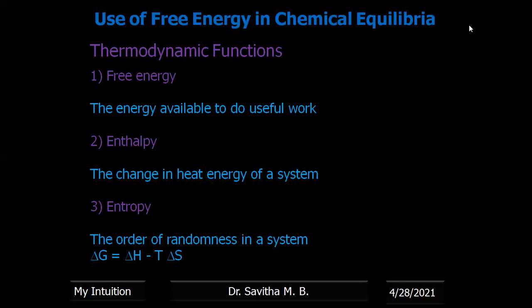And enthalpy is the change in heat energy of a system. Similarly, entropy is the degree of randomness in a system. The randomness or disorder of a system increases with the increase in temperature. That is shown as T delta S, where S is the randomness, that is entropy, and T is the temperature. The relationship for the free energy is delta G equals delta H minus T delta S.